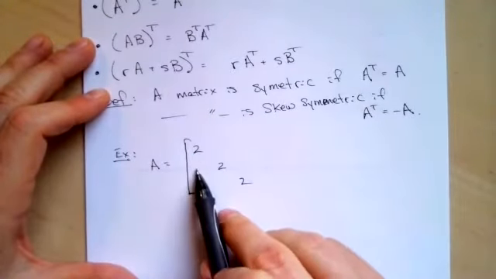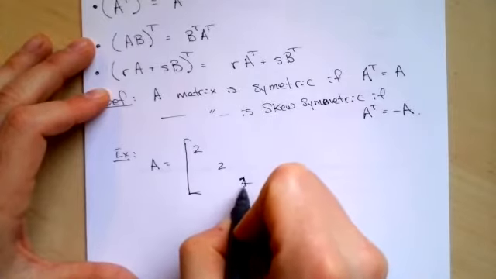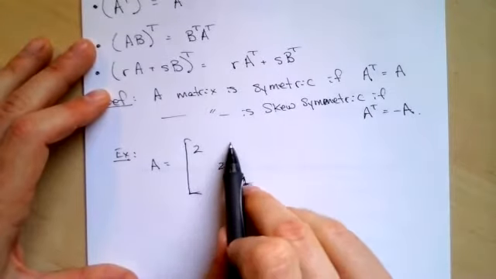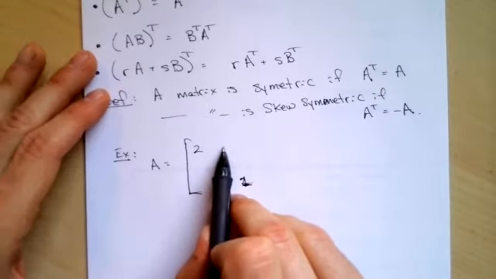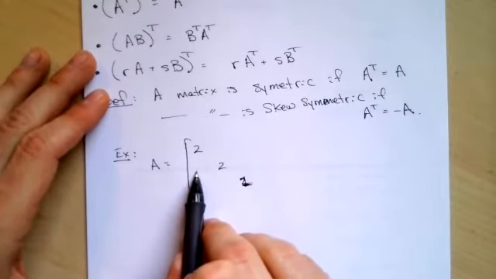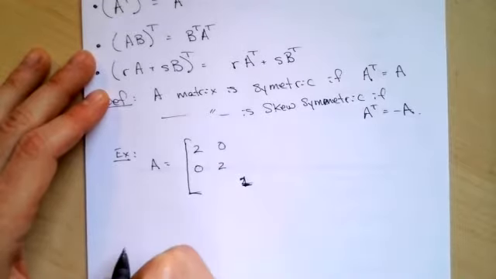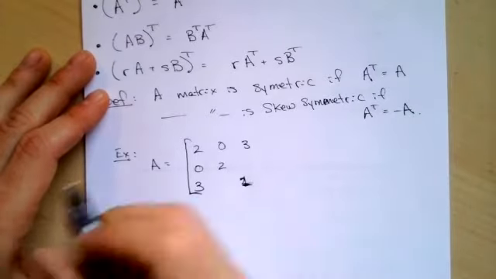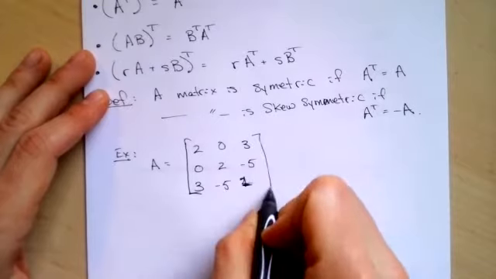But essentially, the entries in opposite positions. So let's change one of these, actually. Let's change one of them to 1. Symmetric just means that whatever position it is in the row column has to be reflected over the diagonal, essentially. So if I have a 0 here, I have to have a 0 here. If I have a 3 here, I have to have a 3 here. If we have a -5 here, we'll have to have a -5 here.